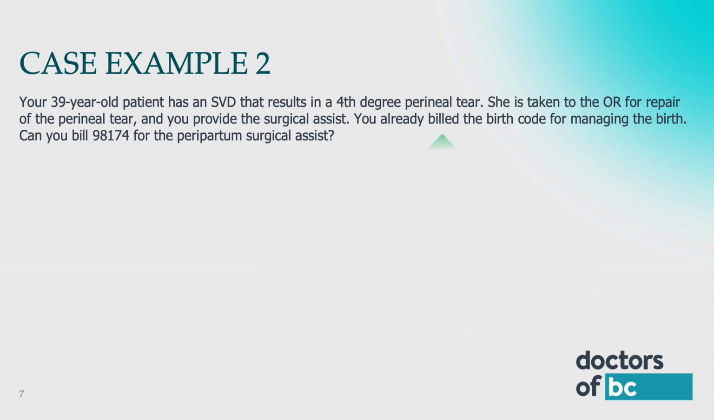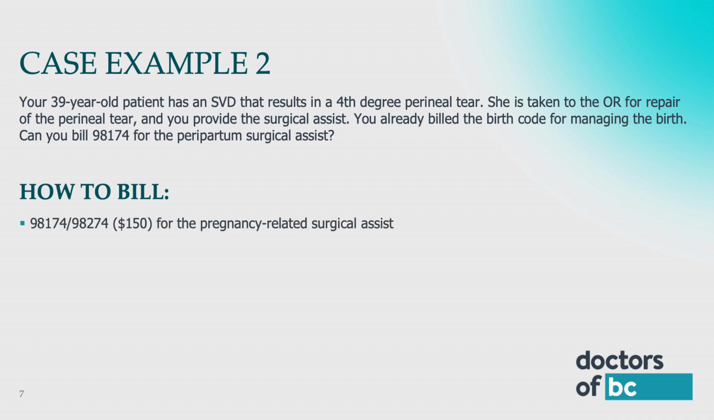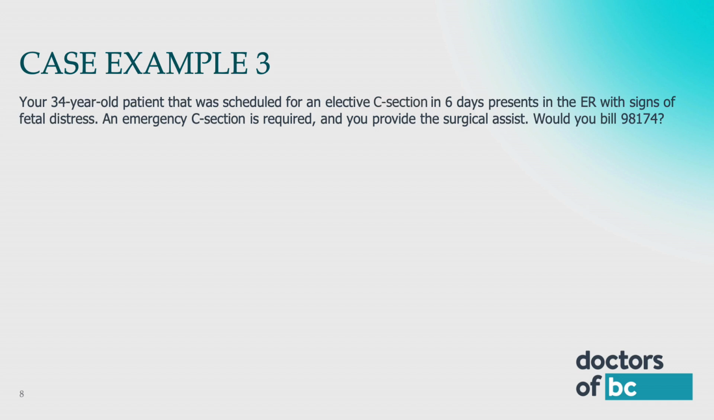The answer is yes again. You provided a pregnancy-related surgical assist for an obstetrical complication separate from the birth. Even though you already billed the birth code for managing the patient's labor, in this case, you can still bill 98174 for the pregnancy-related surgical assist. And of course, your time providing this care is also payable. Now let's do one last case.